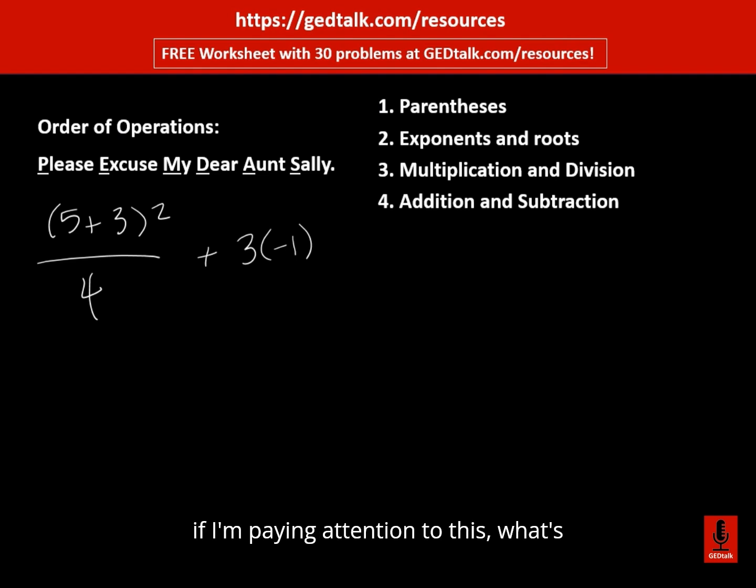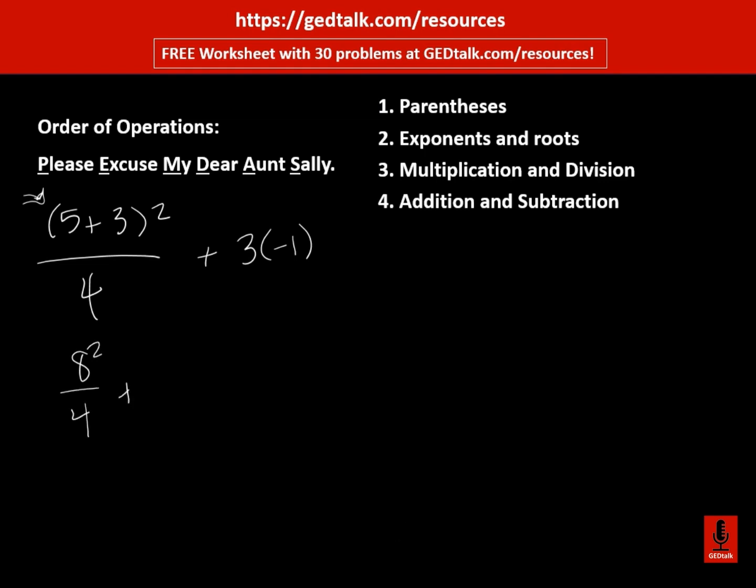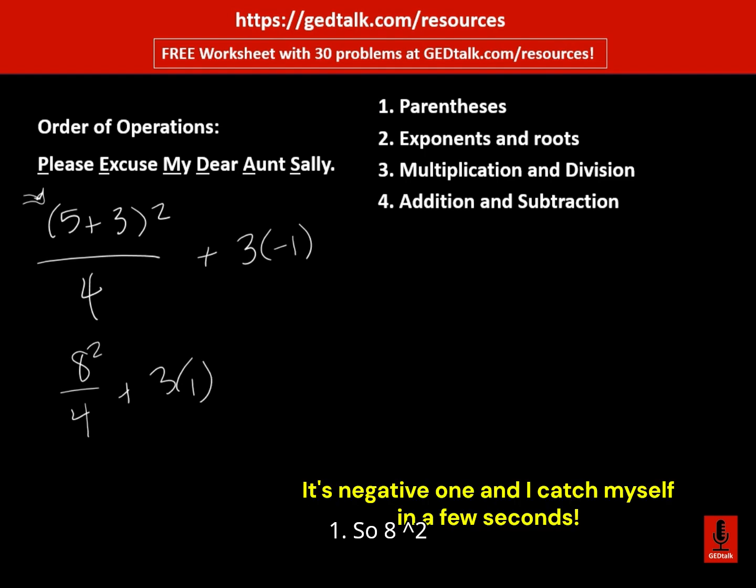So if I'm paying attention to this, what's the first thing I need to take care of? Yep, if you said this numerator, absolutely. There's a lot going on, and this is where I'm going to first start. So I need to take care of what's happening in the parentheses. So 5 plus 3 equals 8, and so it's 8 squared over 4 plus 3 times negative 1.